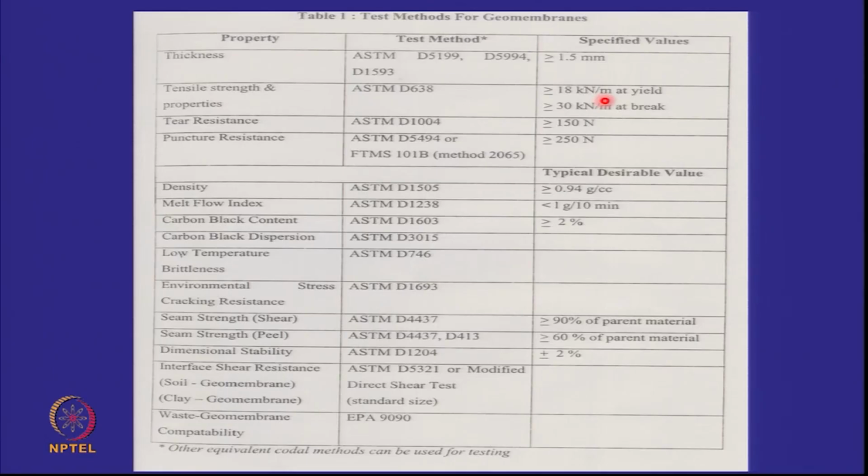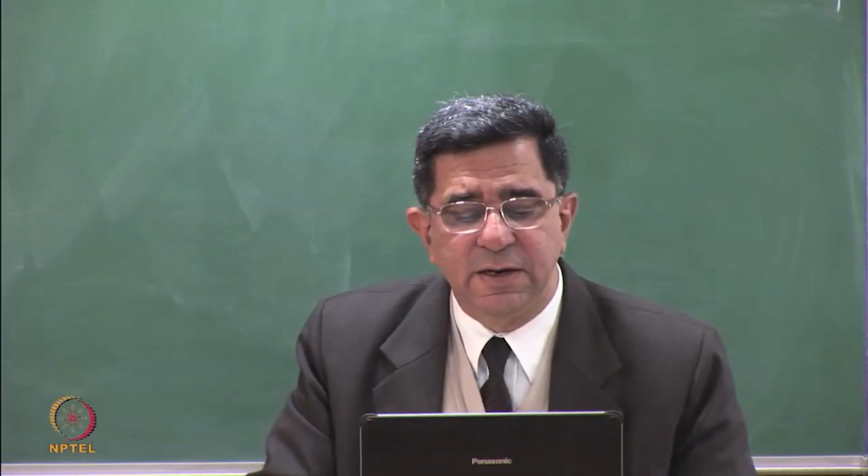And it will have some tear resistance and some puncture resistance, and this is the requirement from the point of view that it should not be damaged during installation. The tear resistance and puncture resistance has very little to do with design. These are durability tests.